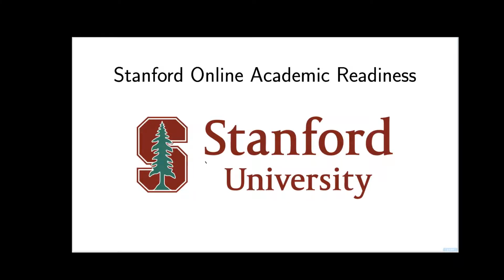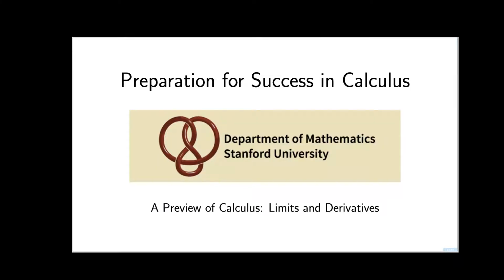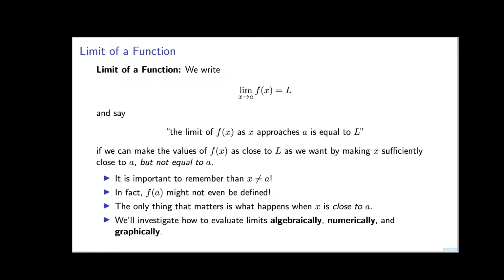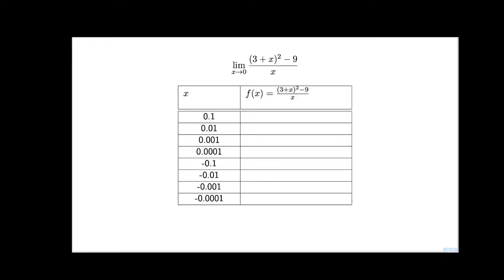In this lesson, we'll do another example involving limits. First, let's recall the definition of the limit that we've seen previously. We say that the limit as x goes to a of f of x is equal to L if we can make the values of f of x as close to L as we want by making x sufficiently close to a. So if the values of f of x are getting closer and closer to L as x gets closer and closer to a, we say that the limit as x goes to a of f of x is equal to L.